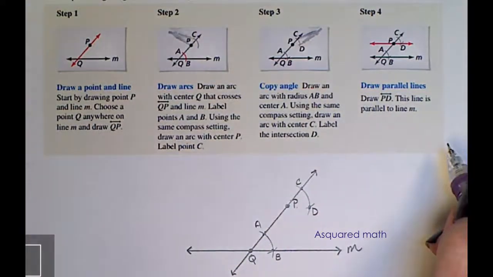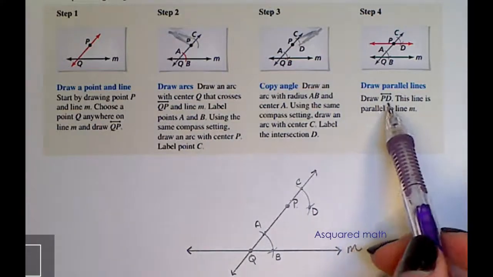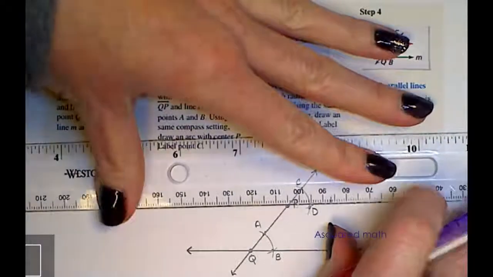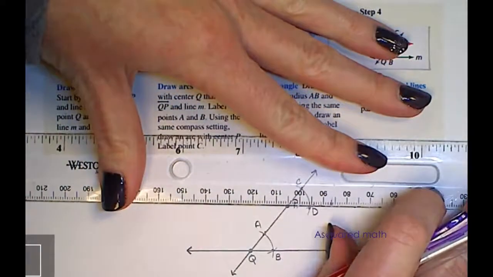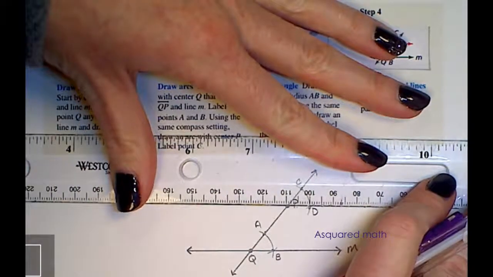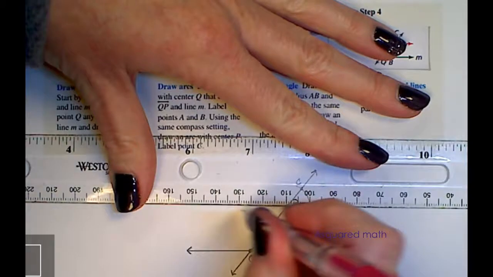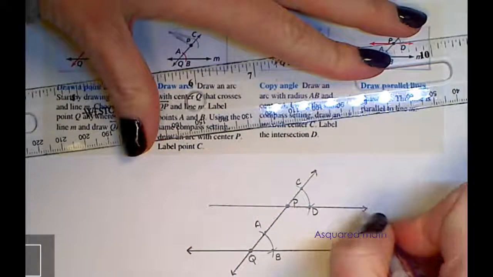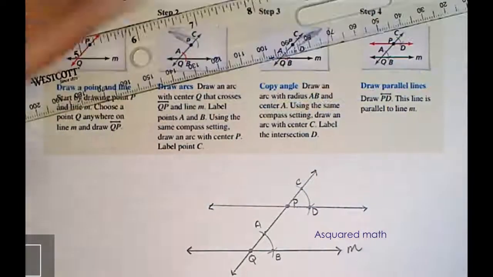And now, using a straight edge, draw a line PD. This line is parallel to line M. So if we did this right, which you'll be able to tell by looking at it, we should be parallel to the given line. And there we go.